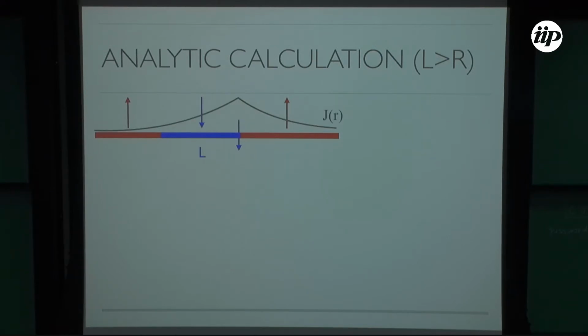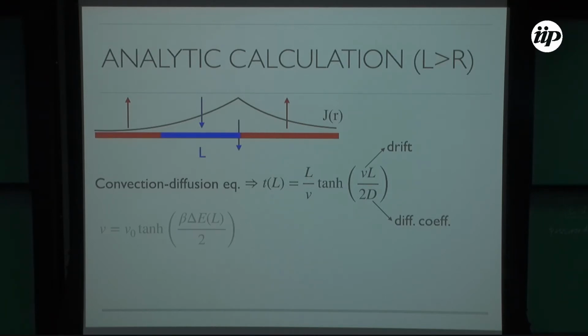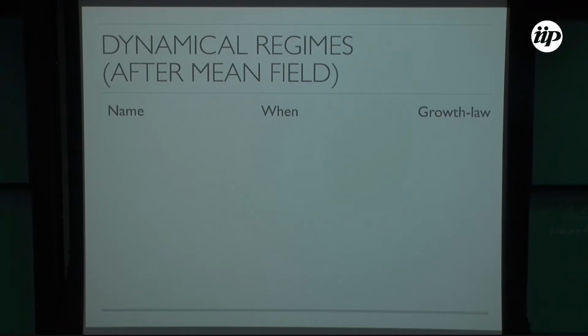But when you have extended interaction, this is no longer simple diffusion. You have a sort of force which is pushing this interface. So what you have to do is write down a convection diffusion equation with the drift and the diffusion coefficient that you can relate to the quantities in your system, in particular to the variation in energy of flipping the spin. And if you do that, you can find out this T of L, this closure time. Then you reverse it, and you get L of T.